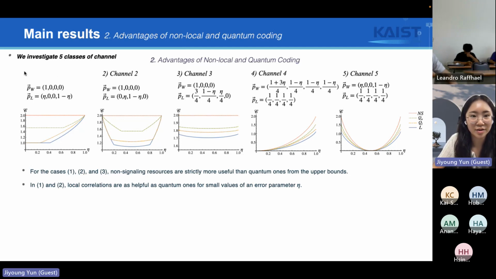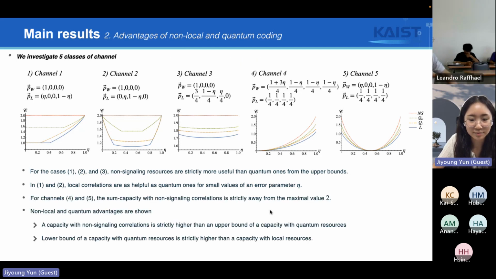So I'm sorry, there should be the channel 1 here. So for channels 1, 2, 3, we found the no signaling resource. Here the red color means the no signaling sum capacity. So we found the no signaling resources are strictly more useful than quantum ones, because this green one is the upper bound of the quantum capacity. So we can show they are strictly more useful than quantum ones.